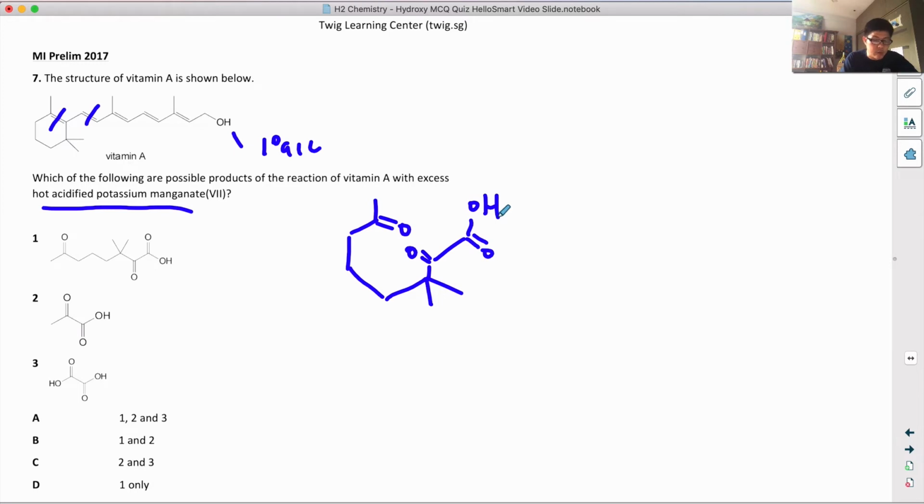All right, so I'm trying to draw this portion only. If you look at it very carefully, this structure that I've just drawn is actually 1. Okay, let's look at the second one.